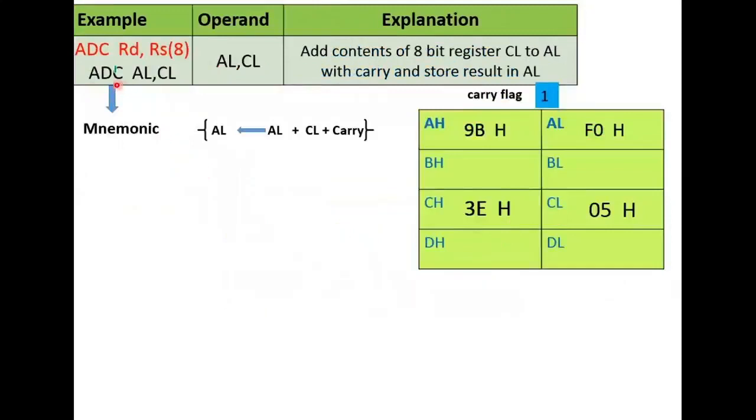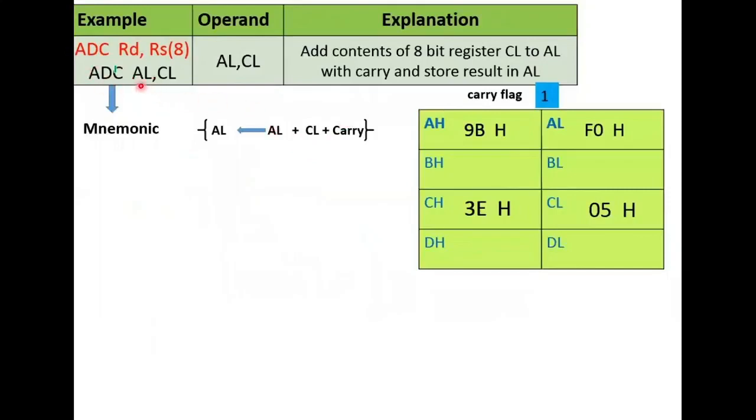Now ADC we are going to discuss. So the only difference is we are going to add the carry flag status also. If the carry flag status is 1, then we will add that 1. If the carry flag status is 0, then that 0 we are going to add. So remember, the carry flag value also we are going to add along with these two values, 8-bit or 16-bit. If carry is not added, then that is the ADD instruction. If carry is added with the result, then that is the ADC instruction.